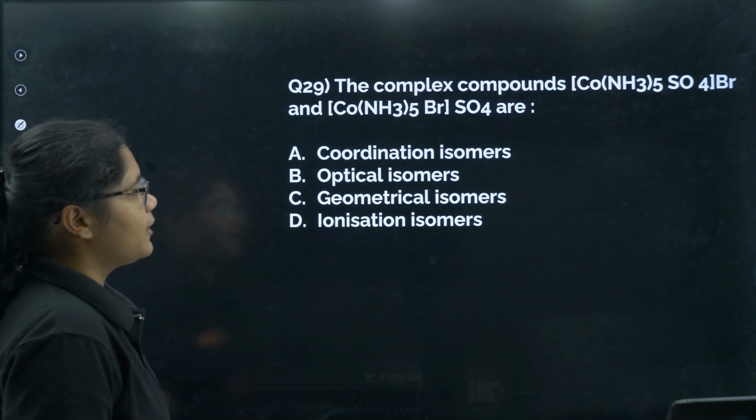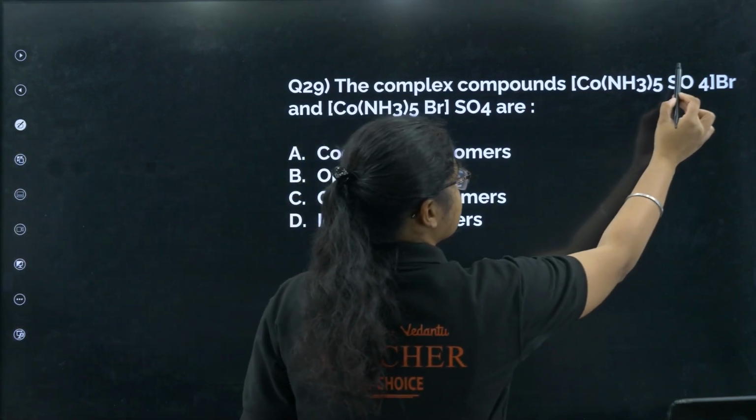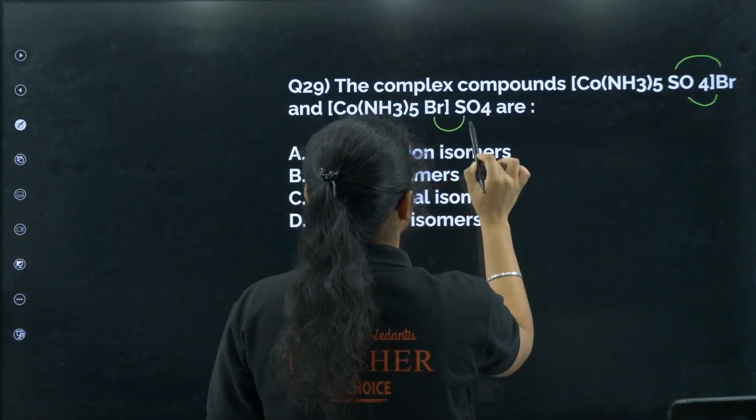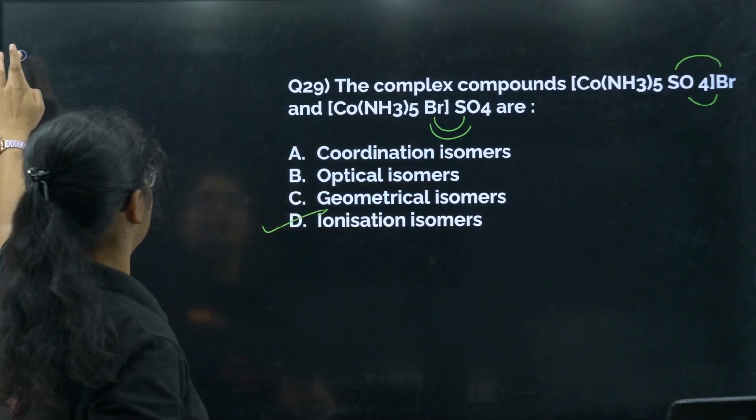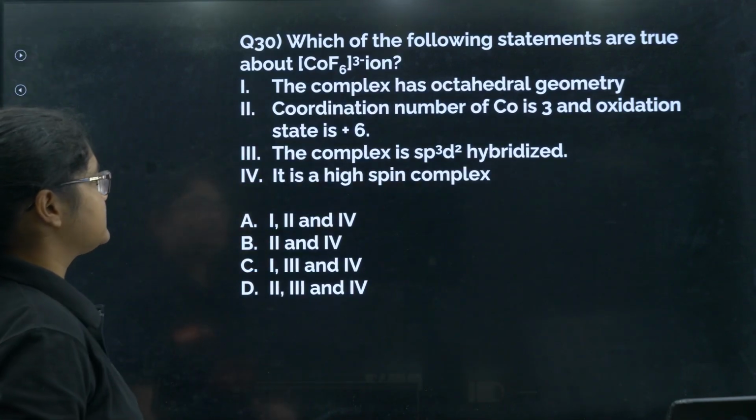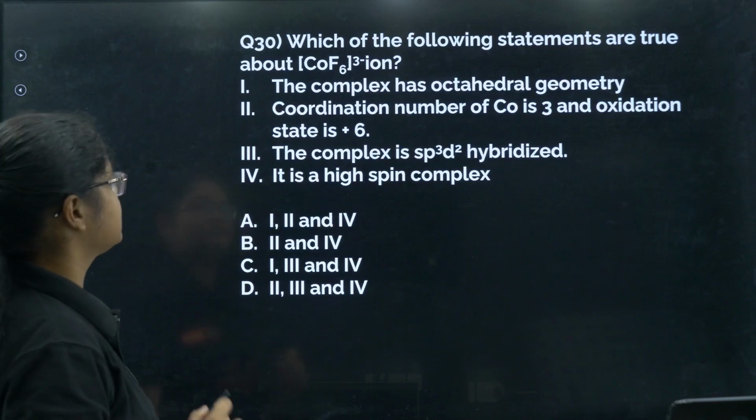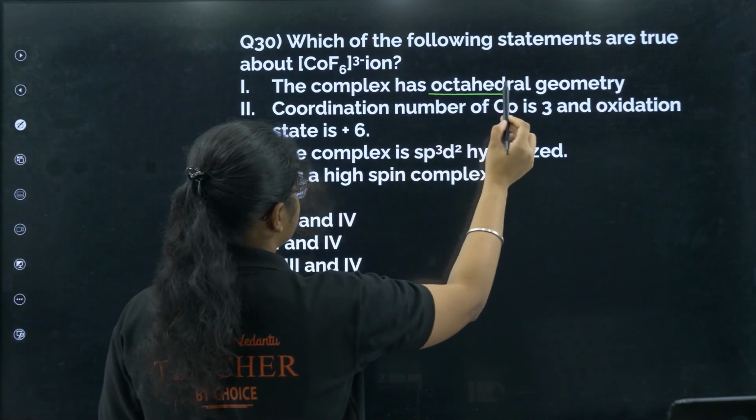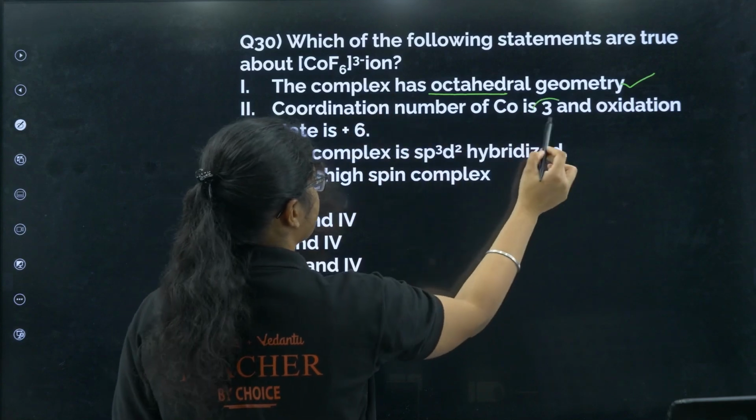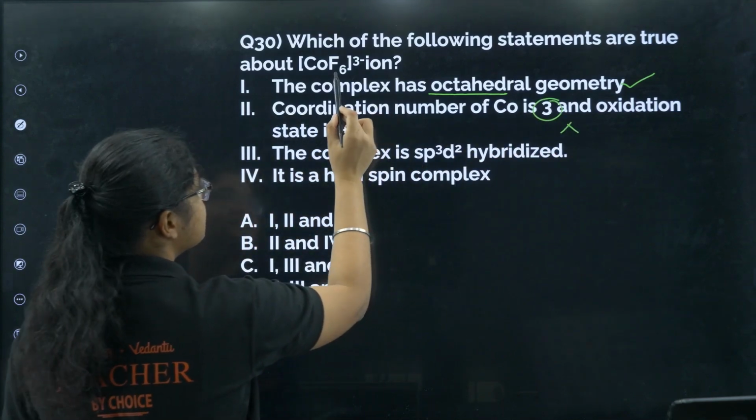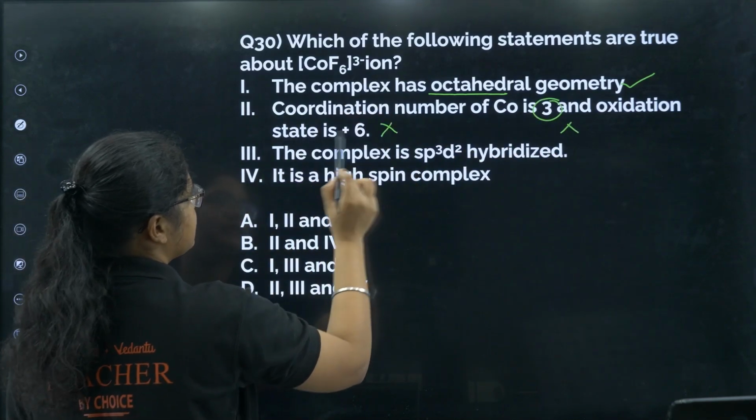Next, the complex compounds show which type of isomerism. You can see SO4 and Br got exchanged here, so that is your ionization isomerism, option number D. Next, which of the following statements are true about CoF6 3-? The complex has octahedral geometry. Yes, that is correct. Coordination number of cobalt here is 3. No, coordination number of cobalt is 6, right? So that is why it is incorrect.